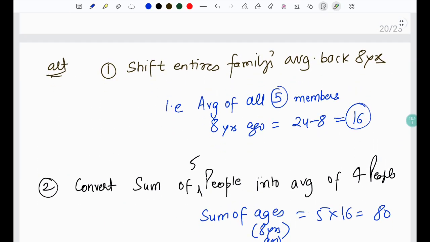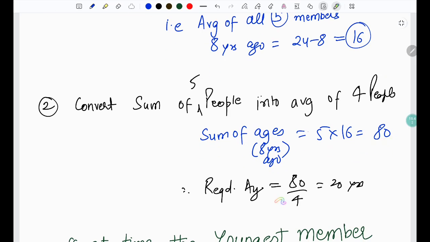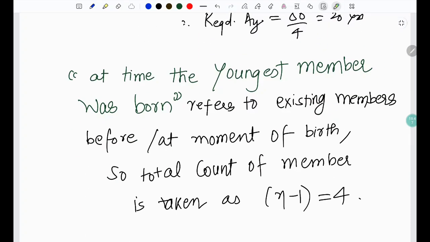As you can see, there is an alternative method where we shift the family's average back 8 years. Given was that the average of all 5 members was 24, we will shift 8 years from the average of 5 members. Therefore the new average will become 16. Then we have to convert the sum of 5 people into the average of 4 people. So the sum of the ages of all family members 8 years ago would be 16 times 5, that is 80. Therefore the required average becomes 80 by 4, because 4 is the new number of family members. 20 years is the answer.